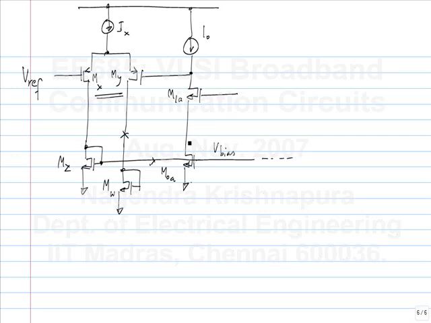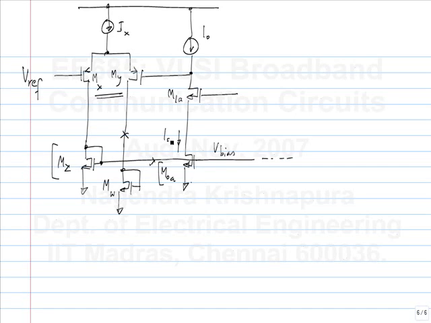Not the size, but we choose the current density in MZ to be the same as the current density in M0A. Why? This is a negative feedback circuit, right? So the current I0 is flowing through M0A. So V bias is going to be whatever is required to conduct I0 through M0A.